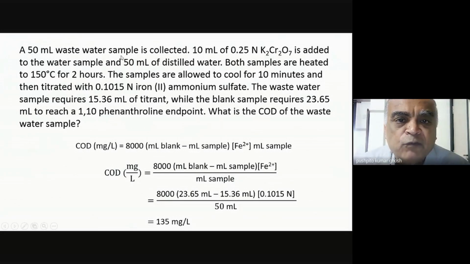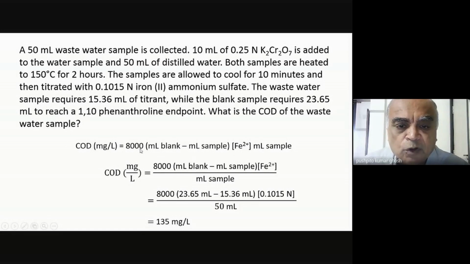A 50 ml wastewater sample is collected, 10 ml of 0.25 normal K2Cr2O7 is added to the water sample, and 50 ml of distilled water. So 10 ml is the dichromate, 50 ml is distilled water, and 50 ml is your waste sample. Both samples are heated to 150 degrees C for 2 hours. The samples are allowed to cool for 10 minutes and then titrated with ammonium sulfate. The wastewater sample required 15.36 ml of titrant, while the blank sample required 23.65 ml to reach the endpoint. What is the COD of the wastewater sample?